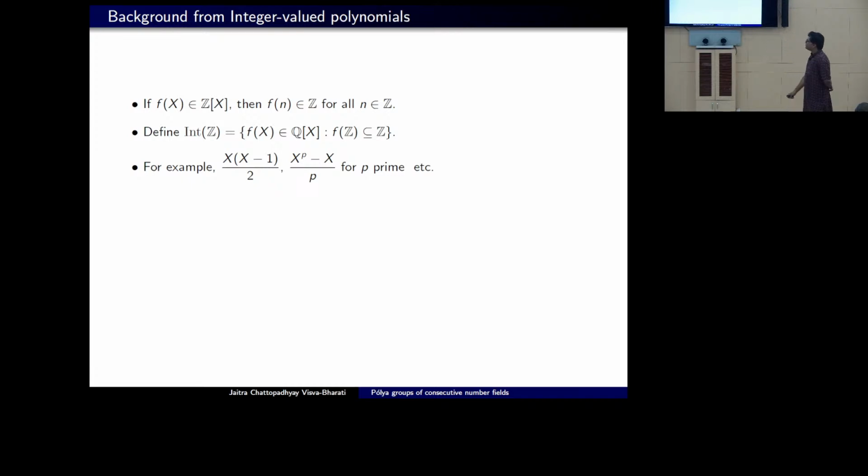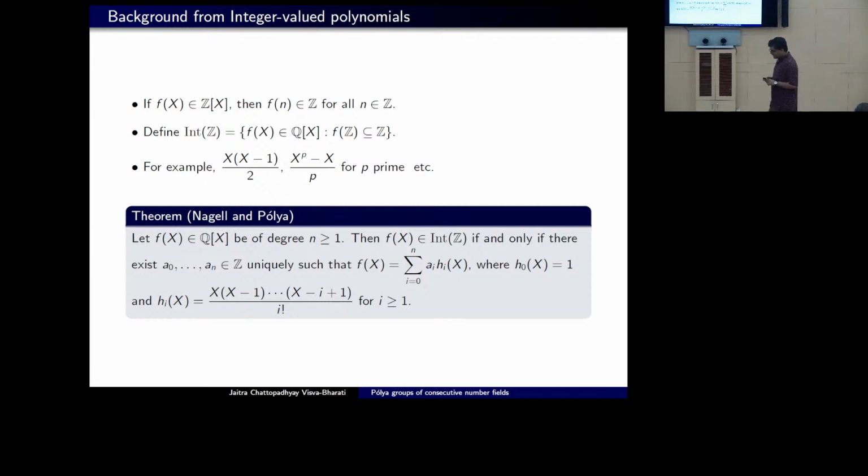Similarly, if we take a prime number p, then (x^p minus x)/p also has coefficients in Q, but by virtue of Fermat's Little Theorem, if x and p are coprime, then x^(p minus 1) is congruent to 1 mod p, and if p divides x, then anyway x^p minus x is divisible by p. So for all integral values of x, (x^p minus x)/p is also an integer. Even if we allow the coefficients to come from Q, the resulting value can be in Z. That's why we define Int(Z), the collection of all polynomials with rational coefficients that take integers to integers. From these two examples, we can see that this set is indeed non-empty.